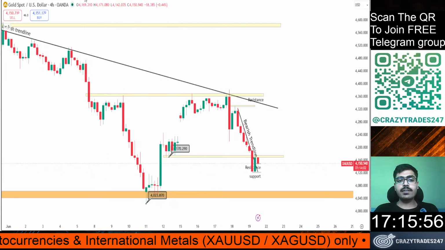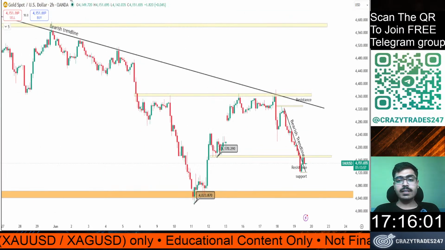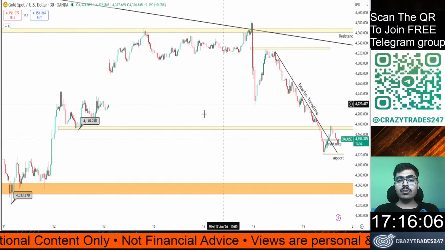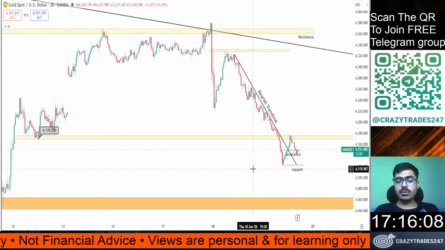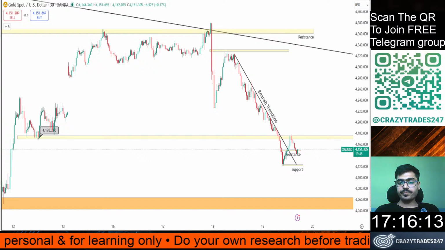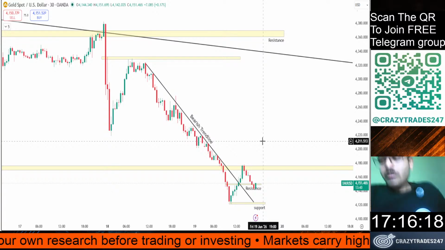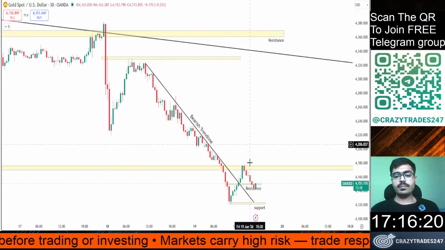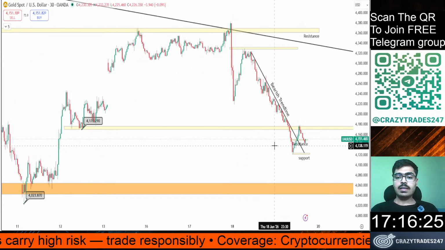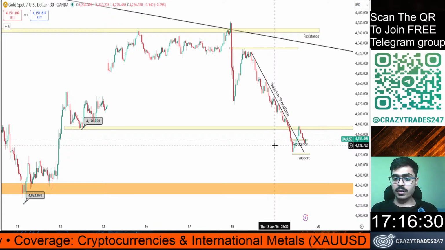But again, we stand incorrect because price has already given a breakout of the earlier support and now it's continuing in the lower direction. Now the support that we thought of earlier, it didn't work out as a support, but now it's working as a strong resistance.